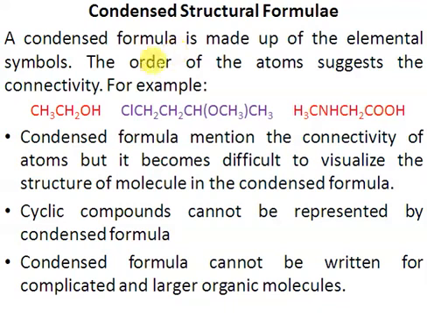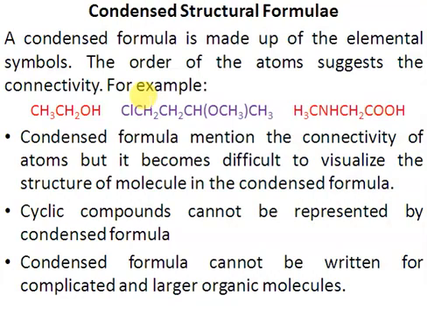A condensed structure formula is made up of elemental symbols, and the order of the atoms suggests their connectivity. For example, this is the structure of ethanol. Here you can see that we have CH3 joined with CH2. It means that carbon and carbon are bonded together. In condensed formula, we don't make use of any dashes. So this is the sequence. This carbon has 3 hydrogens bonded to it, and this carbon is further bonded to a carbon, and this carbon has 2 hydrogens further bonded with an OH. Right, so this is the sequence, and the sequence suggests the connectivity, right?